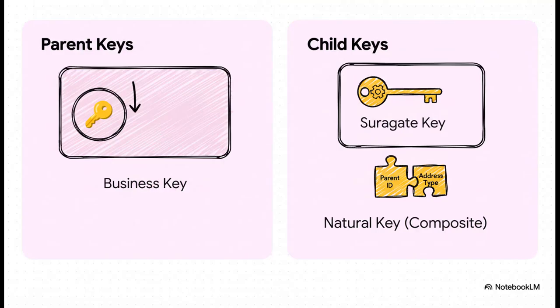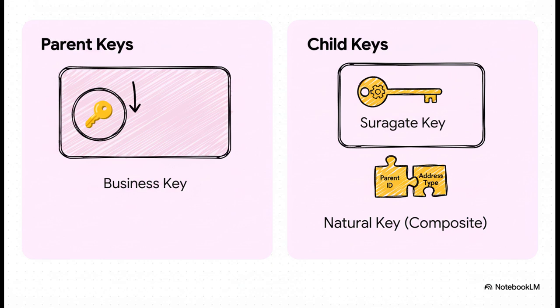Now, here's a detail that trips a lot of people up, so let's break it down. Parent objects, they're identified by a business key, right? Something like a customer ID from your source system. But child objects, they play by different rules. They get a system-generated ID, a surrogate key.